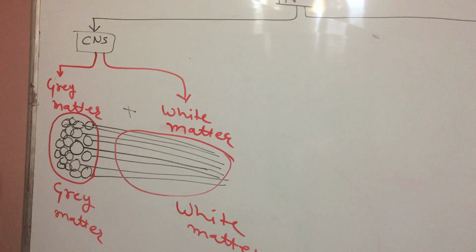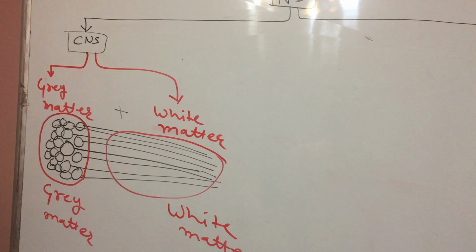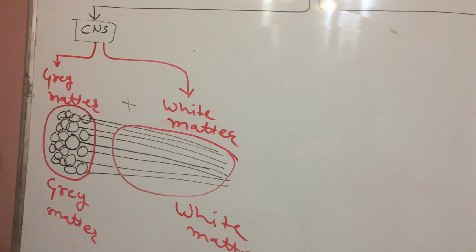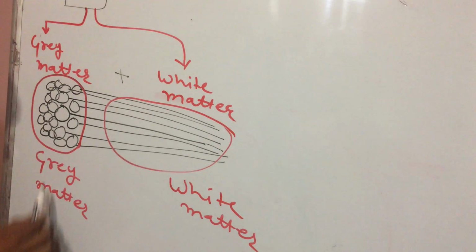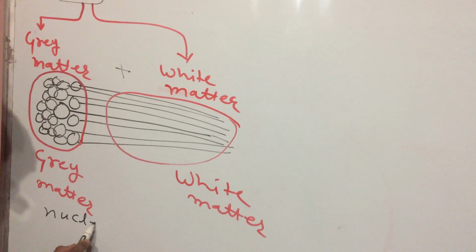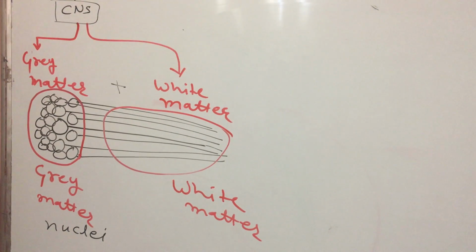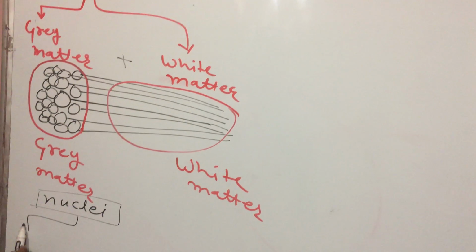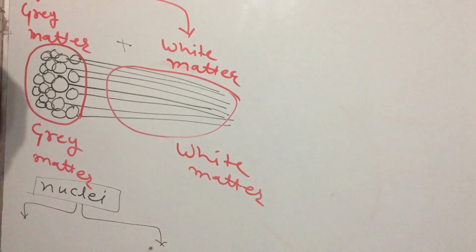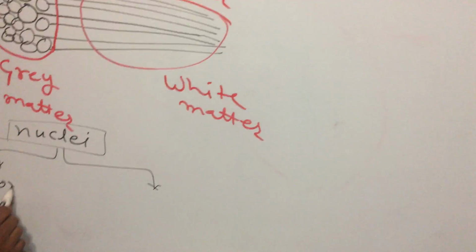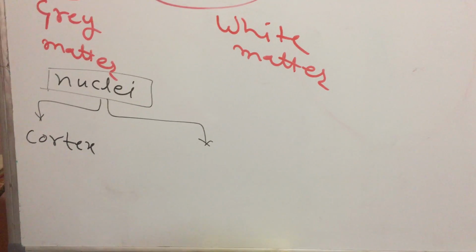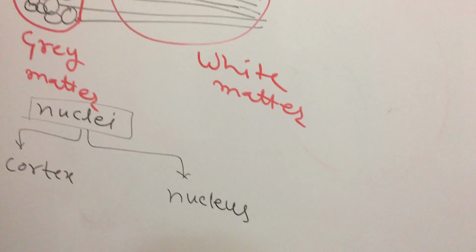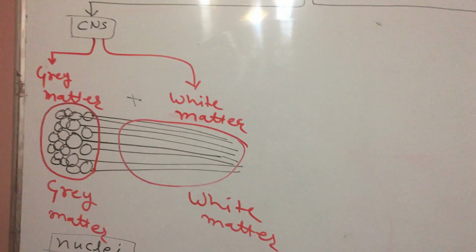So all of these are nuclei. We can see here that these are all nuclei. Nuclei are also divided into two divisions. The first division is the cortex, and the second division is the nucleus. Cortex and nucleus.